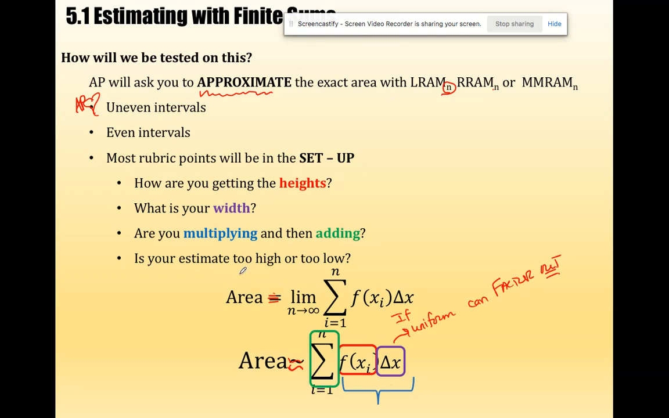Multiplying and adding, and then sometimes they will ask you if your estimate is too high or too low, and I was purposely ambiguous with the MRAM. AP is mostly going to ask you only about LRAM and RRAM. Is it obviously too high or obviously too low? And they're going to ask you to justify, and you justify it with the function is increasing or decreasing. So please think about when you're doing your book homework, sometimes you are asked for 50 rectangles. I don't expect you to do that by hand. Find yourself a nice Riemann calculator on the internet, and share with each other: oh, I found this one, I found that one.